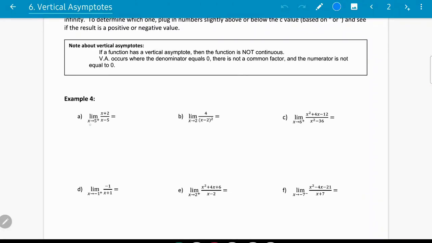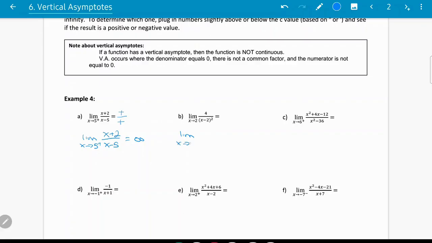So as we're approaching 5 from the right, we are coming in from values greater than 5, and so we have positive value over positive, and so the limit as x approaches 5 from the right of x plus 2 over x minus 5 is going to be positive infinity.